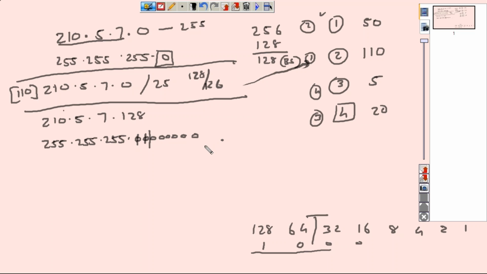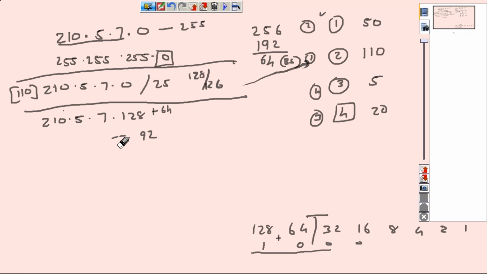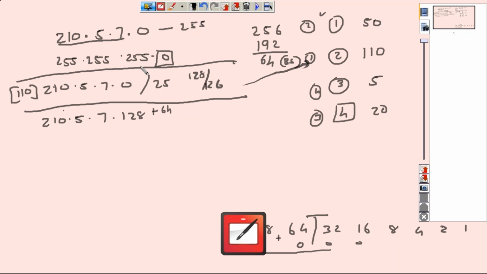255.255.255.192. 128 plus 64 is 192. That would be 192. We go back to finding our block size. 64 is our block size, which we take and add to the top. That gives 191.